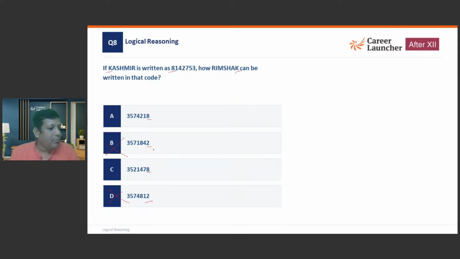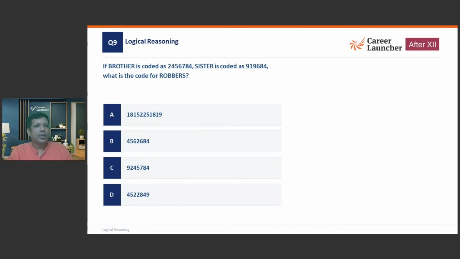Now I just have to check two options. In the two options, what am I going to look at? 7. What is coming after K? A is coming. A is what? A is 1. So what should come before 8? 1. That is option A. That's it. We are done. Good to go. Let's look at this one.